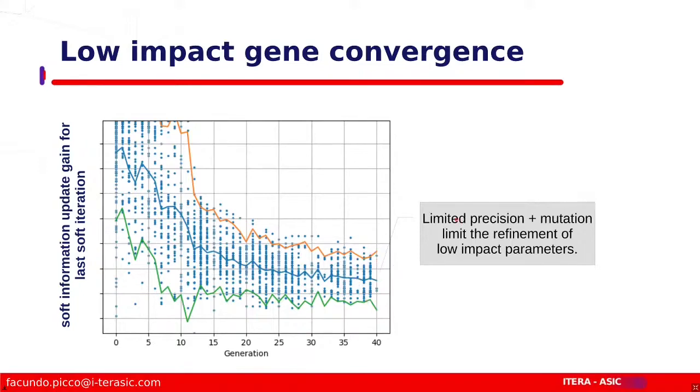And why is that? Well, because, for example, the impact of this gene over the key performance indicator is below the precision that we have with the current simulation accuracy, simulation precision. And also that can be because of the mutation rate, or the mutation rate of other parameters even, that limit the refinement of these low impact parameters.